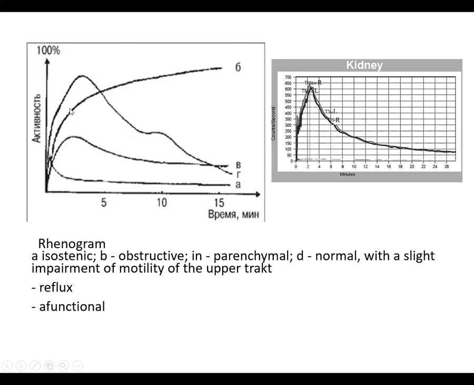B is the obstructive type of curve, which consists of the first phase, second phase, and no third phase at all, because there is a stone, for instance, in the upper urinary pathway, for example, the upper part of the ureter, which obstructs the urinary pathway, and the radioactive urine cannot be excreted from the kidney, resulting in such a type of curve.